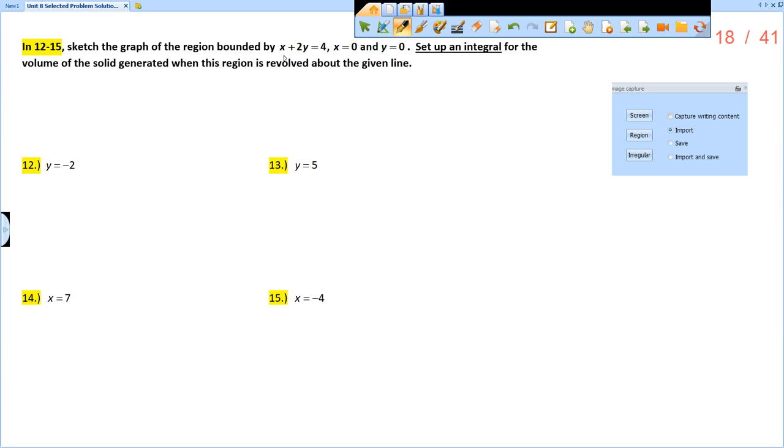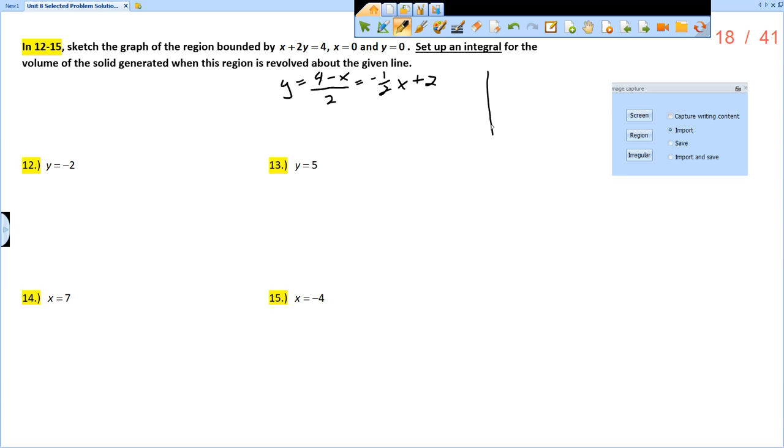So let's start off. x plus 2y equals 4. This is a line, but I'm going to solve it for y. So I'm going to subtract x, so 4 minus x, and then divide by 2. Right now, you could rewrite this as negative 1 half x plus 2, to make sure you know what that line looks like. Then you have x equals 0 and y equals 0, just the axes.